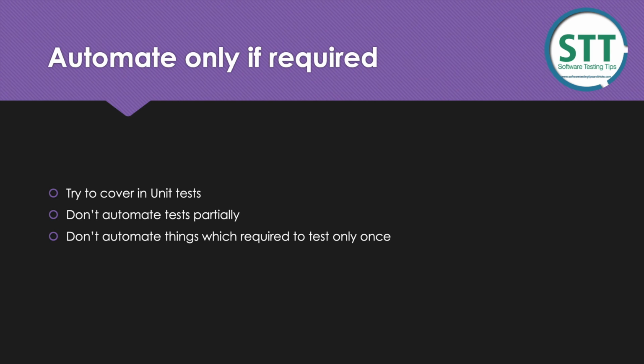Don't automate tests partially. In some organizations, I see people automate tests partially. Half a test doesn't make much difference, and it also takes time, since you need to validate the other half manually anyway. Don't automate things which need to be tested only once. For example, when a feature comes where you need to test labels, don't automate that. You put the label in only once and it will be there forever, so it doesn't make much sense to automate those kinds of things.